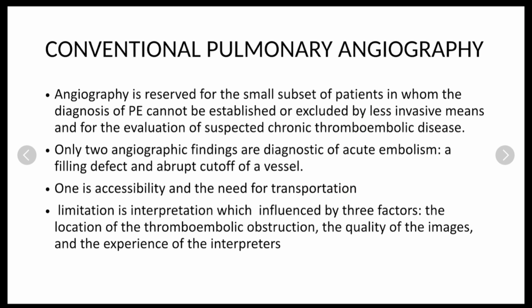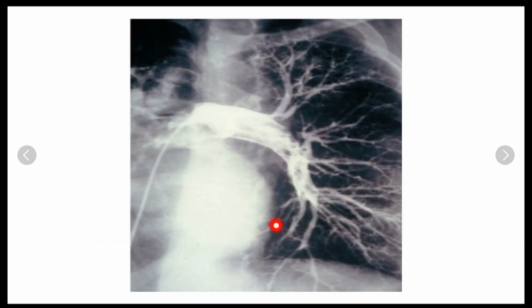Very, very important. One limitation is accessibility and the need of transportation which is required during this procedure, and another limitation is interpretation, which is influenced by three factors. First is the location of thromboembolism obstruction. If it is in major vessels, it can be easily seen, so there is not that much problem. But if it is in the periphery, then it does matter. Then quality of image matters a lot, and the experience of the interpreter. Then here we can see this is the pulmonary angiography, and we can see this left pulmonary artery and its branches.